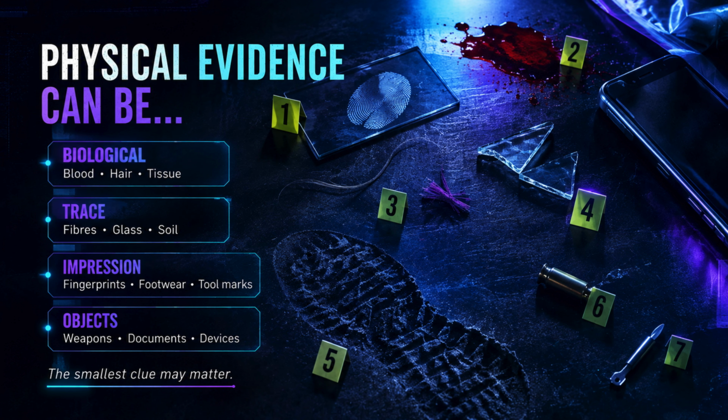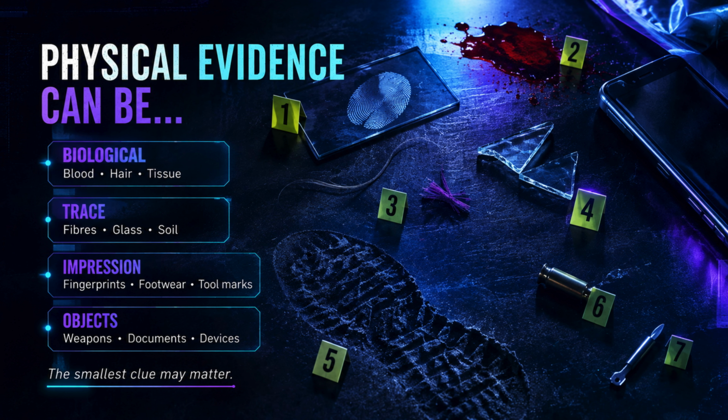A crime scene search is the systematic examination of a crime scene for the purpose of locating, identifying, documenting, and ultimately collecting physical evidence. The objective is not simply to find something. The objective is to make sure that potentially relevant evidence is not overlooked.